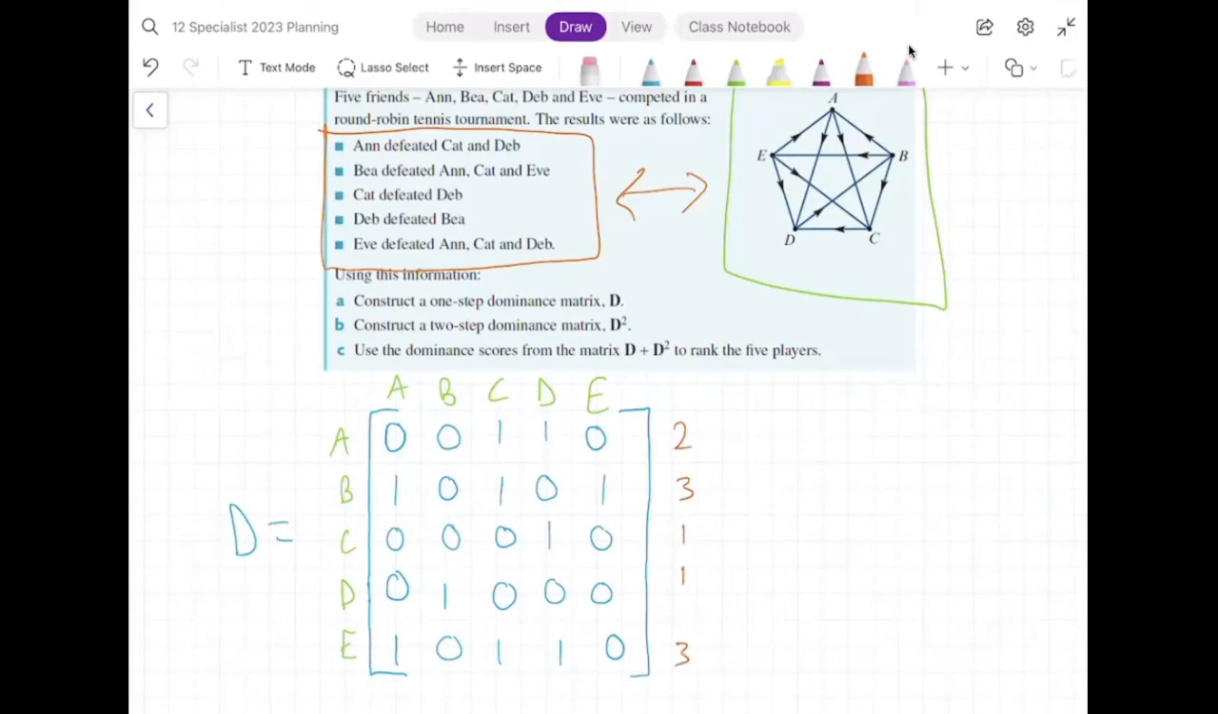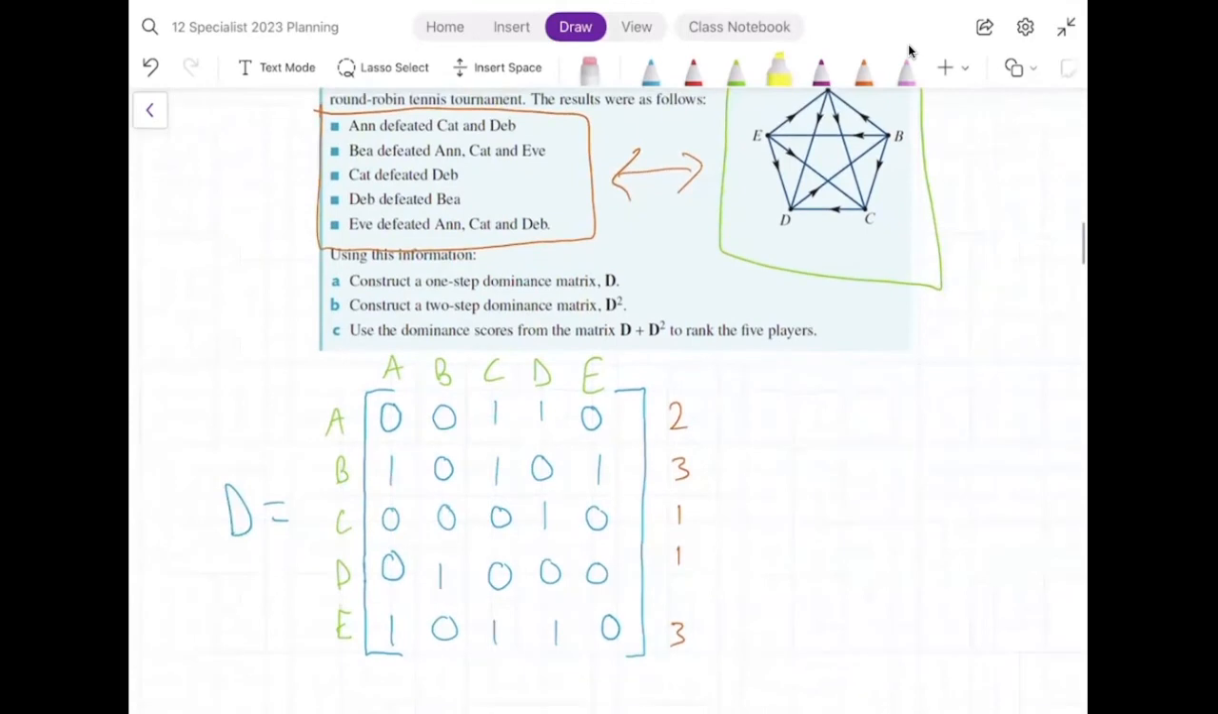So right now, if I had to rank them, I would say Eve and B are tied. A is in 3rd place and C and D are tied in 5th. Or I guess 4th in this case would be how I would rank those. So again, the problem here is that I have a tie.